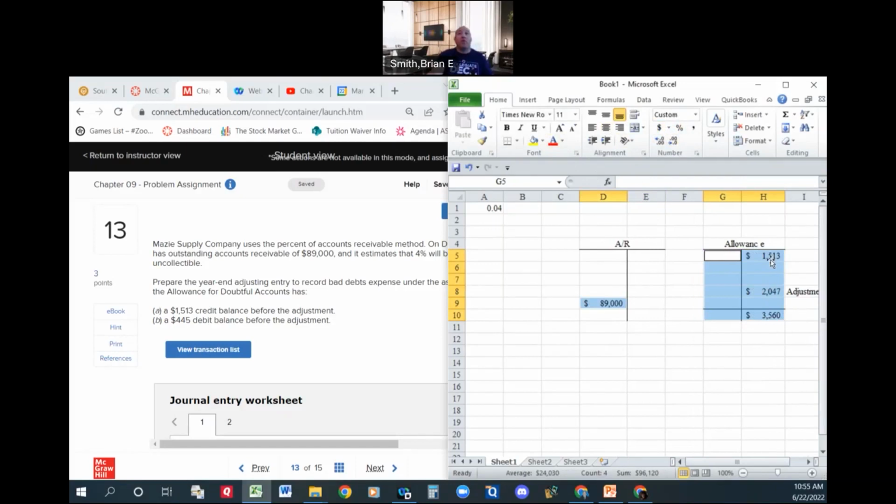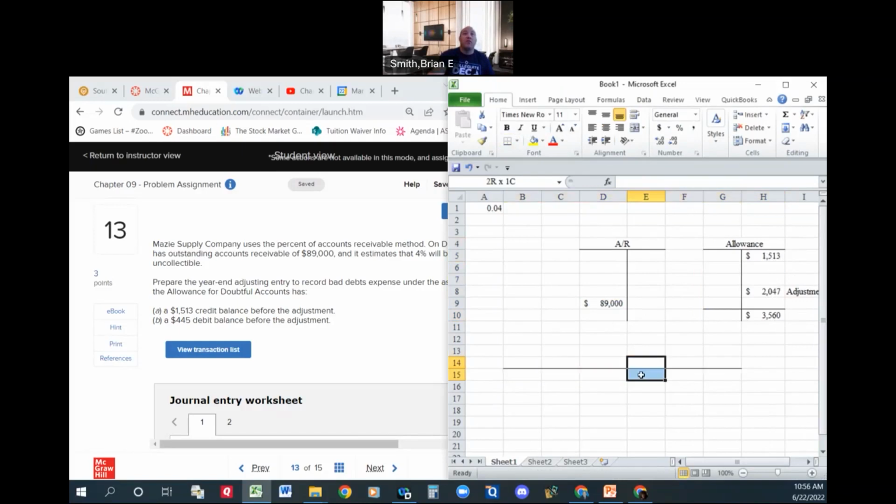So bottom line is we have a credit balance here. We need to get to a credit balance of 3560. And what we need to do is take whatever's in the allowance account, the credit balance here. So if you think of a number line, I'm going to do this number line really badly, okay?